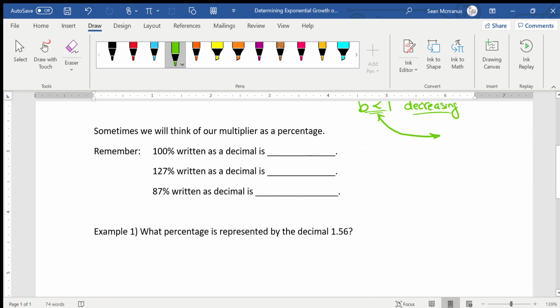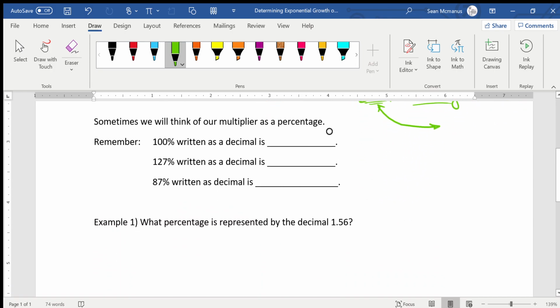Let's get into a few examples here and get you set up for some homework. Sometimes we'll think of our multiplier as a percentage. So before we get into that, let's just look here at 100%. How do I write that as a decimal? Percent means divide by 100. You can even see the percent sign looks like a division sign with 2 zeros. You're going to divide by 100 and move the decimal to the left twice. So 100%, written as a decimal, would be 1. I could put 1.00. That's 100%.